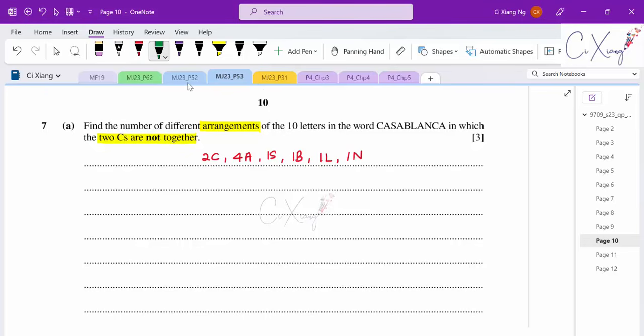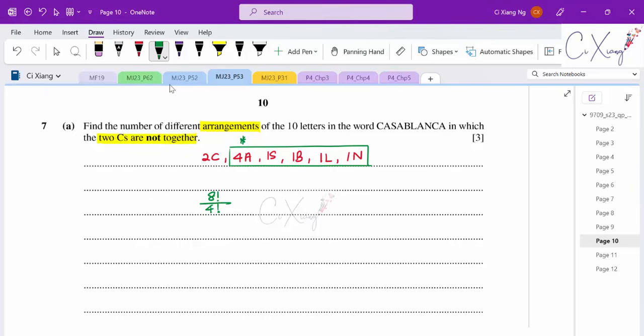So first, I will focus on the remaining 8 letters. I want to arrange the 8 letters here. To arrange the 8 letters, the number of arrangements will be 8 factorial, 8 items. But because I have 4 identical letter As in my arrangement, I have to divide by 4 factorial. So this is what I do first.